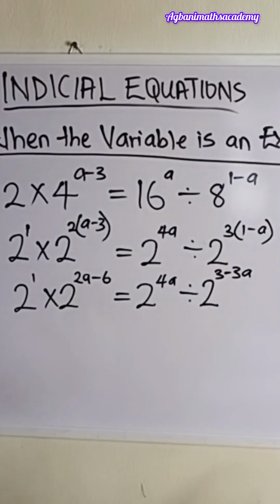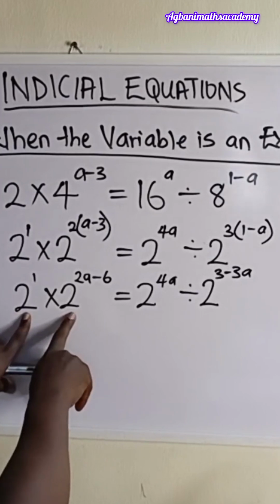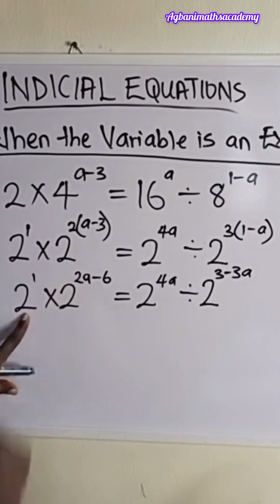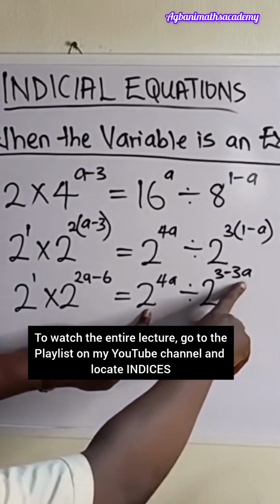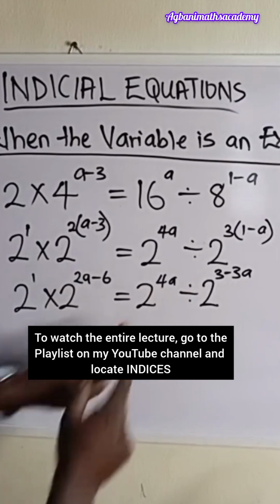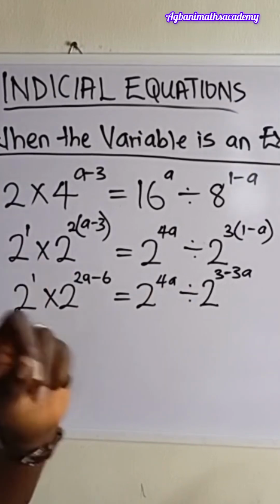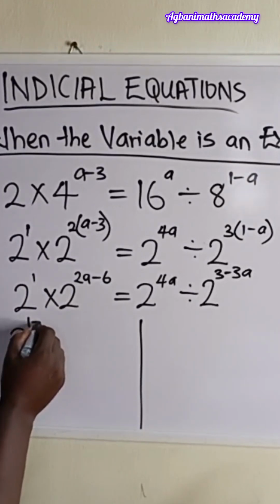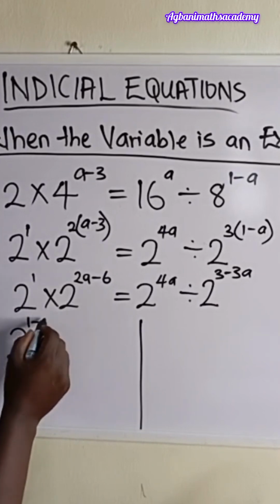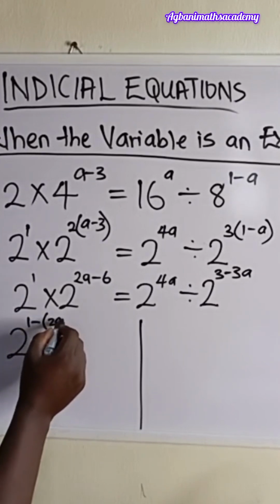So the next thing we can do now is apply the addition law that we have learned earlier, and then the subtraction law that we have also learned earlier. Addition law says that when you are multiplying two index numbers with the same base, you add the exponent. Subtraction law states that when you are dividing two index numbers with the same base, you subtract the second exponent from the first exponent. So this will be, while maintaining just one base, 2 to the power of 1 plus 2a minus 6.